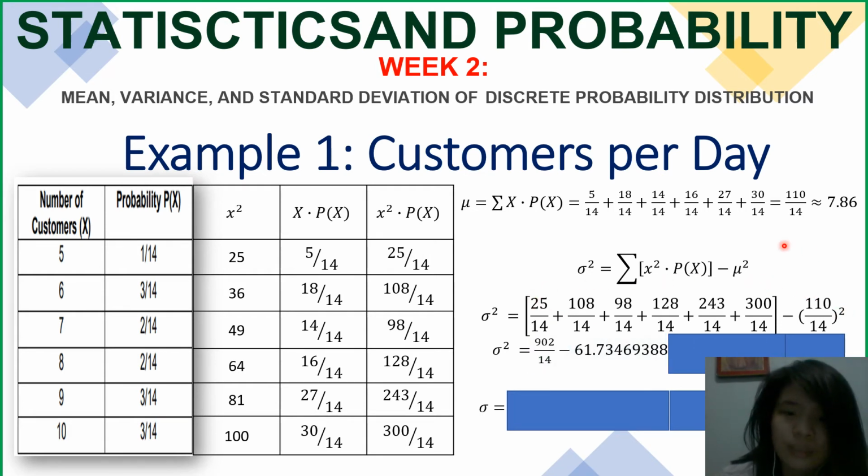Next one is, we add this. So, since it is similar fraction, just add the numerator. 25 plus 108 plus 98 plus 128 plus 243 plus 300 is 902. Then copy the denominator. That's why it is 902 over 14. Subtracted by or minus 110 over 14 squared.